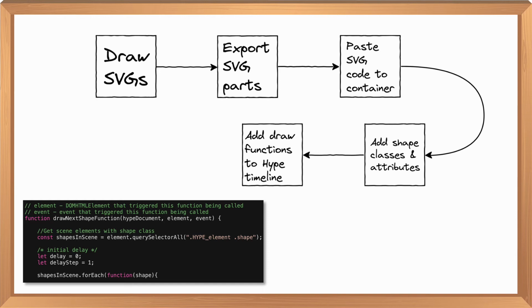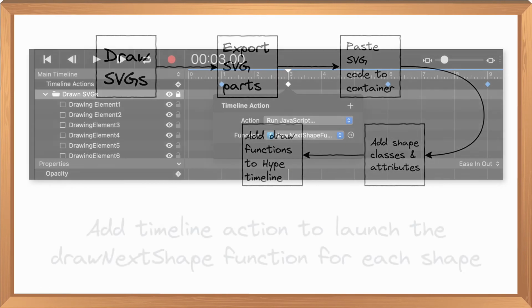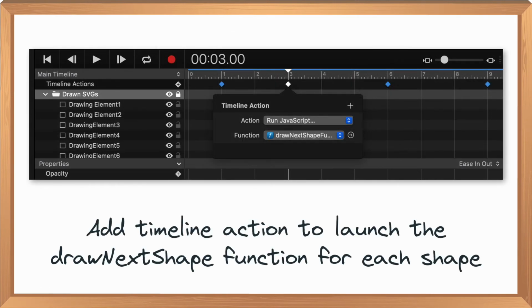It then looks at the other attributes associated with that element to determine the animation duration in seconds. Then it automatically executes the line animation. To use this function, all you have to do is to place a run JavaScript action calling that function on the timeline at the point you want each animation step to begin. If you aren't familiar with adding timeline actions, this image shows that process.